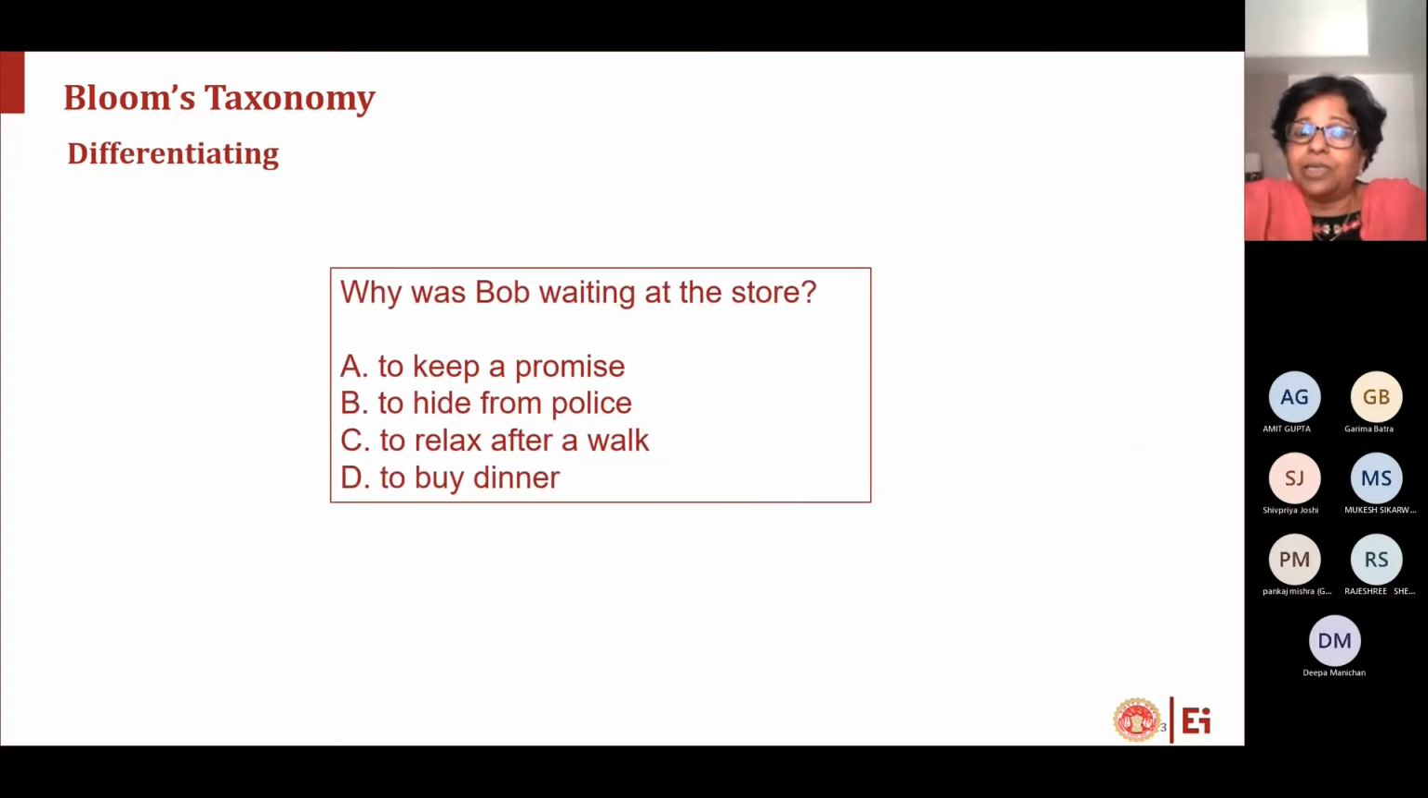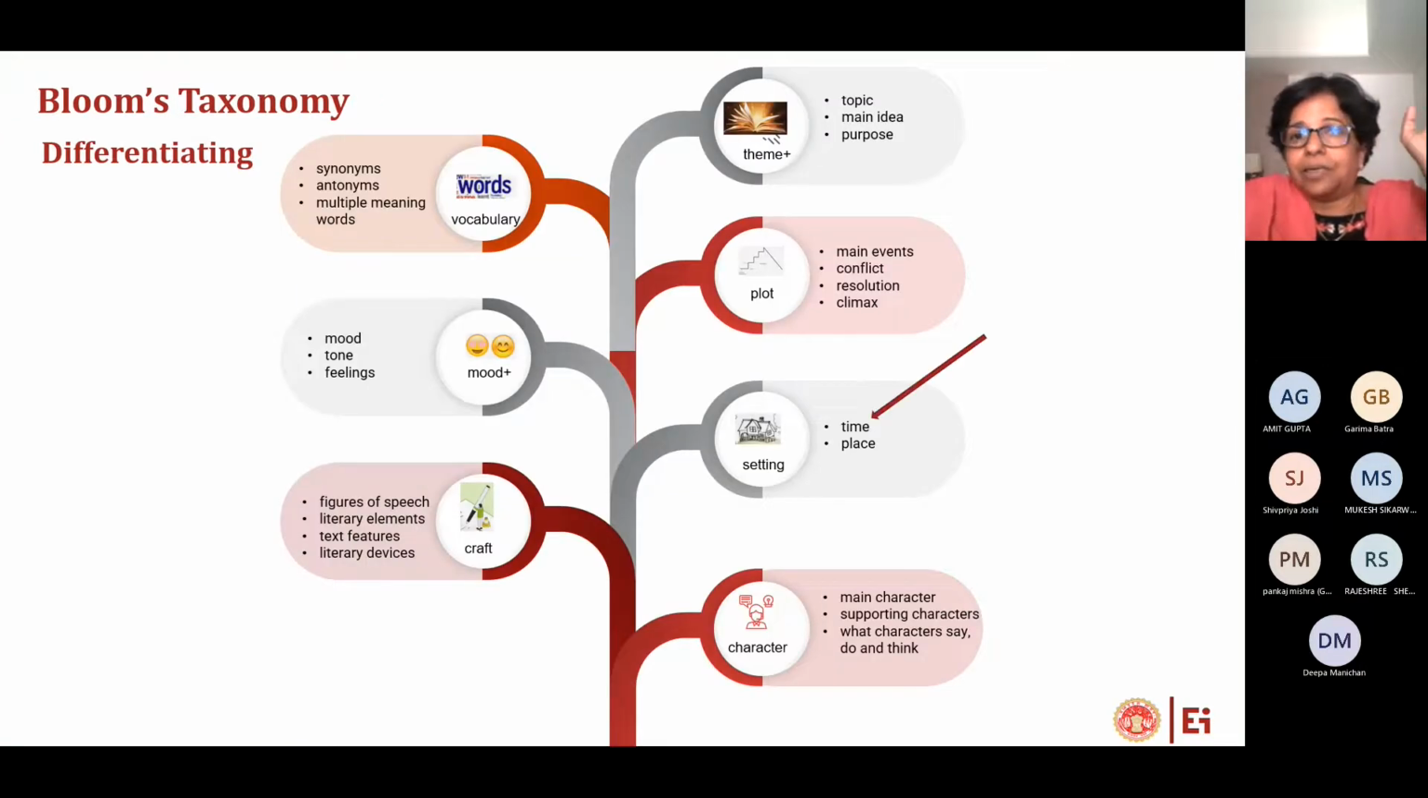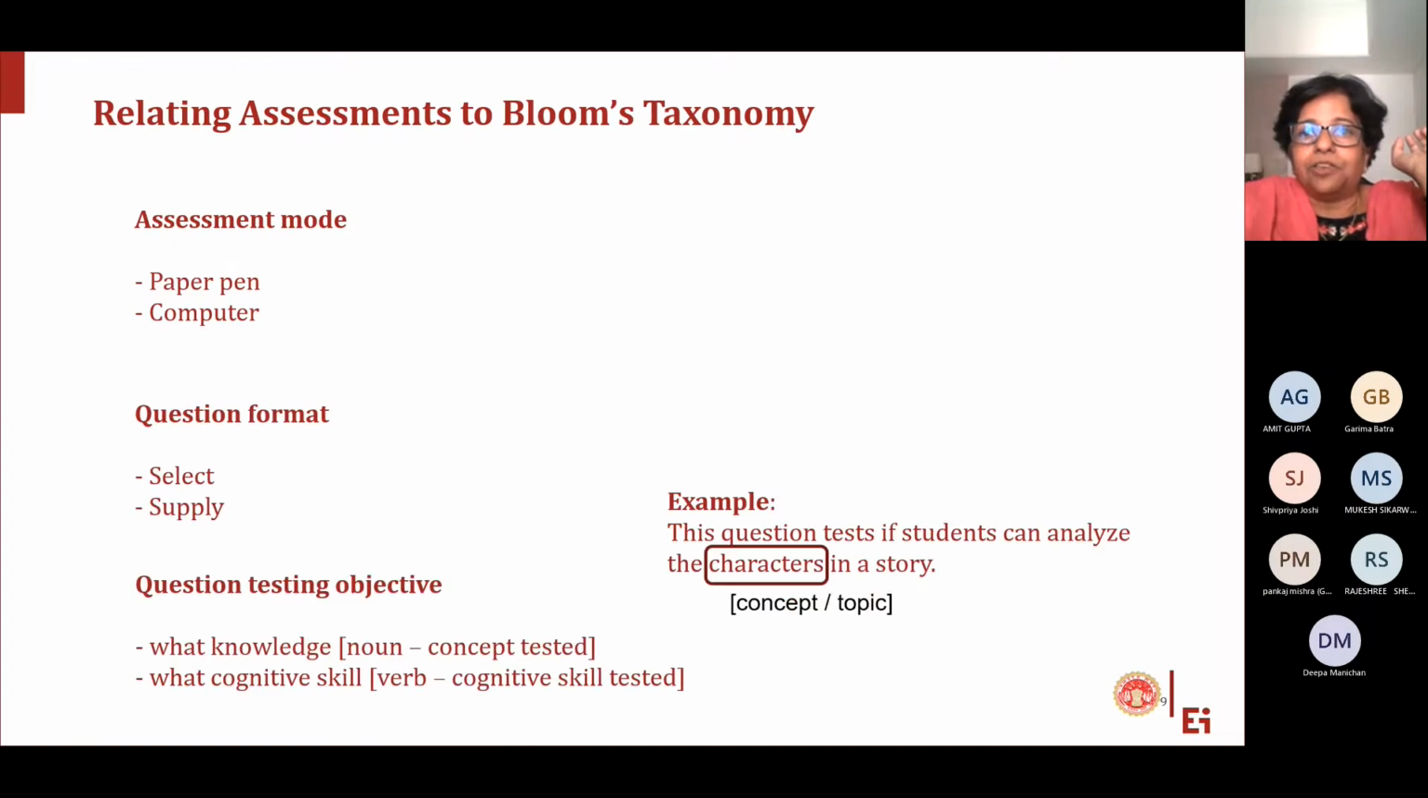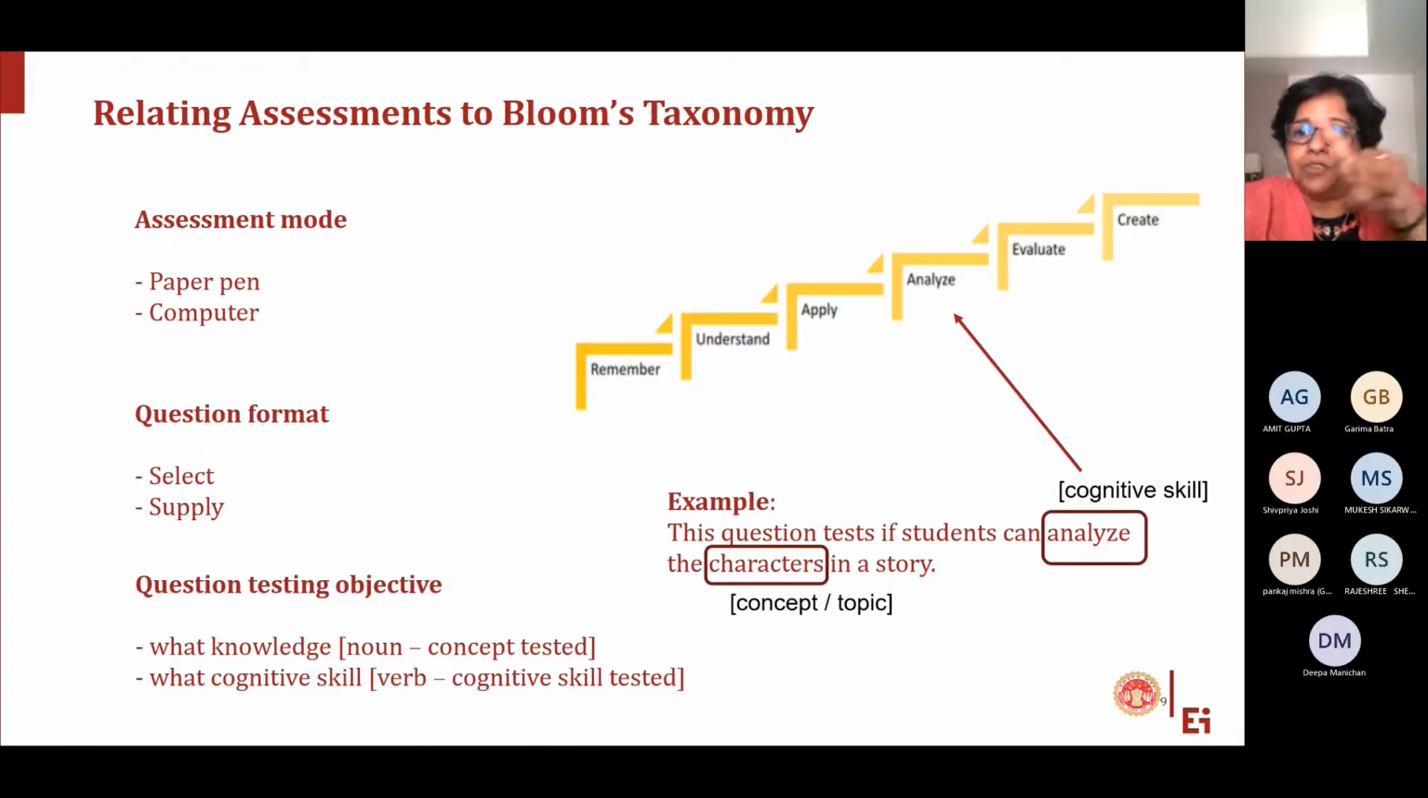Why was Bob waiting at a store? Again, at a particular event, particular situation, asking you to comprehend what he was doing at the store. Okay, is this now clear, what we are talking about at a granular and conceptual level? Any questions about granular and conceptual? Because next we will go into the particular steps, a particular cognitive skill, and understand the difference.